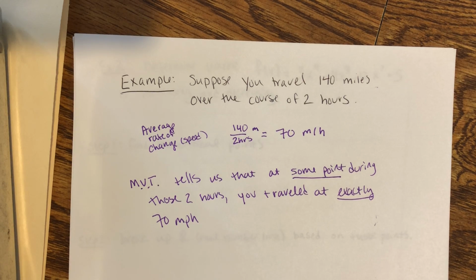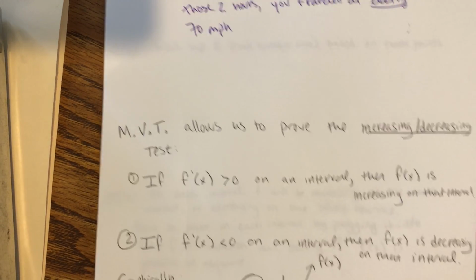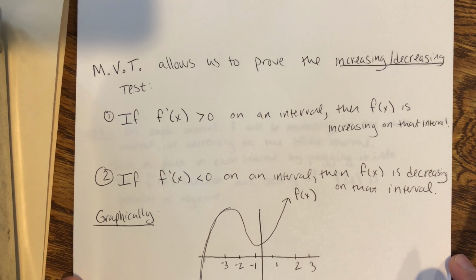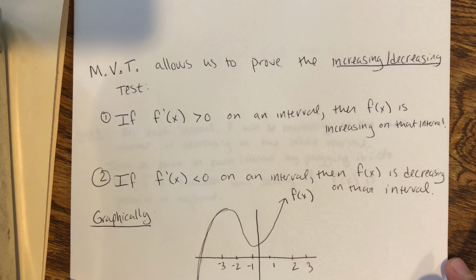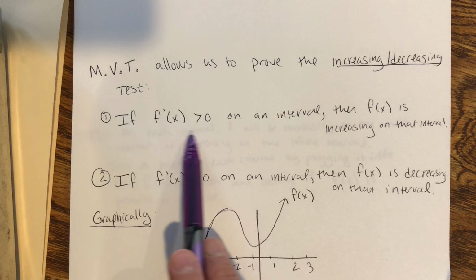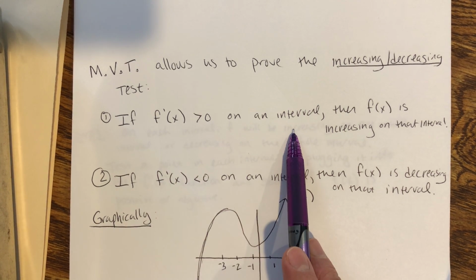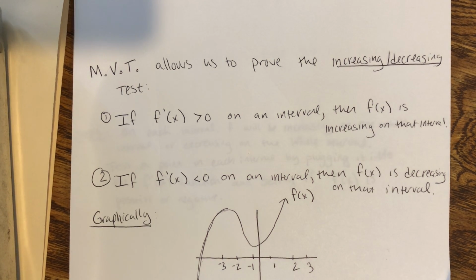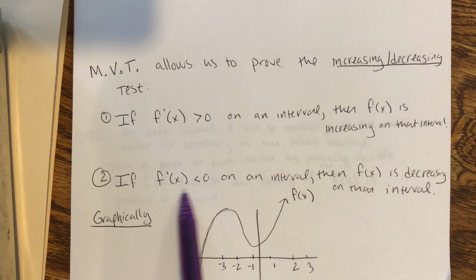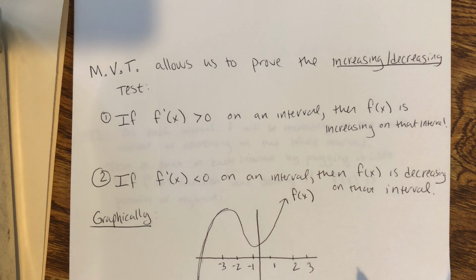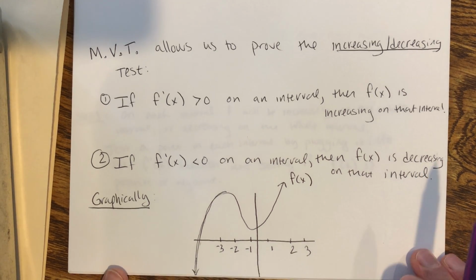Now for our purposes in this class, we're going to use the mean value theorem to prove a very important test, something that we've already sort of talked about a little bit before, but we call it the increasing and decreasing test. It says that if the derivative of a function is positive on an interval, then we can conclude that the original function f is increasing on that interval. And on the other hand, if f prime is negative on an interval, then the original function is decreasing on that interval. And we can see this a little bit in a picture.